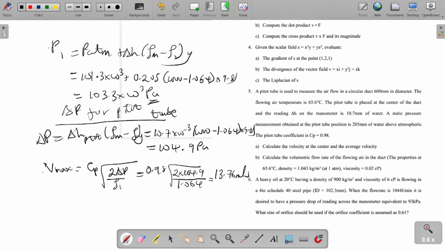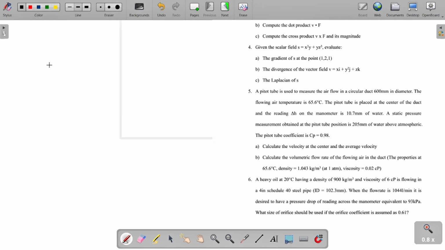We need to calculate the Reynolds number to actually get our V average. That helps us get the V average. So if I want to get my V average, I have to calculate my Reynolds number, which is rho V D over mu. The rho is still the 1.064, times 13.76, times the diameter, which is 0.6.